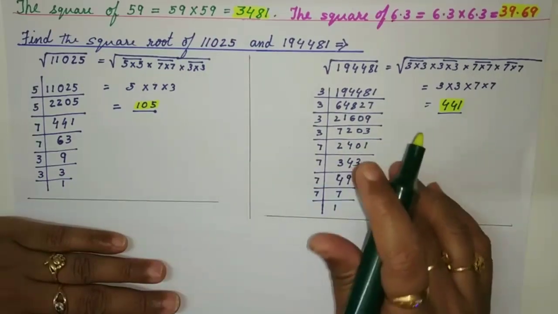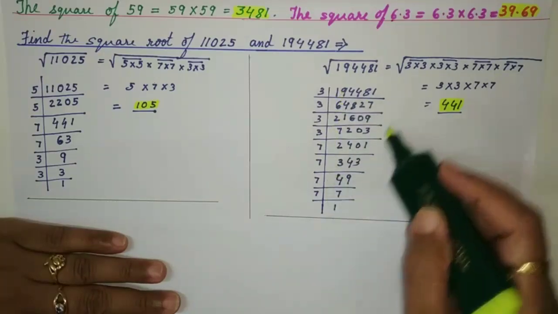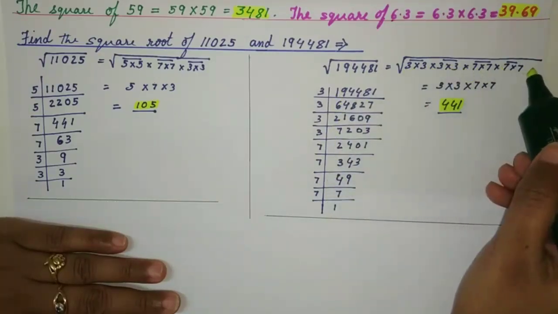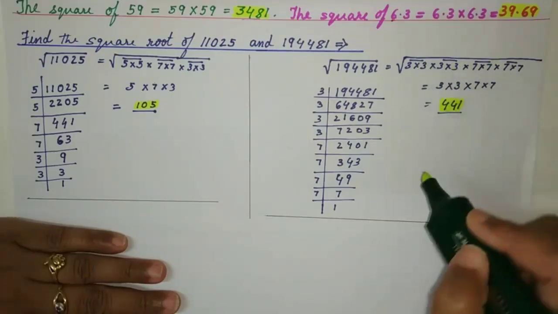I hope you understood this method. That is, factorize it, write the product of the prime numbers, pair them. For every pair, write 1, and the square root sign is gone.